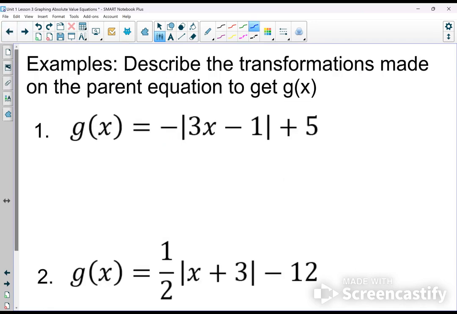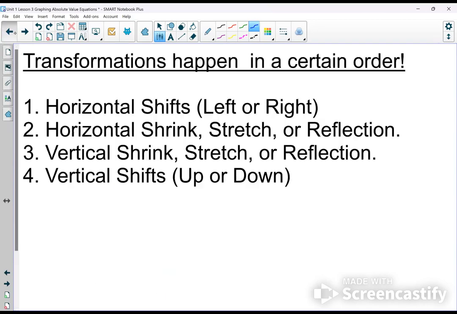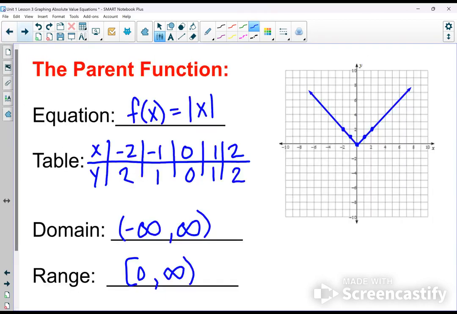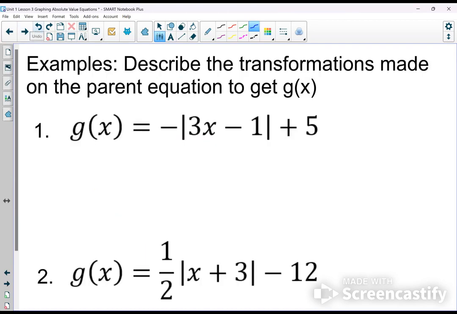When we describe transformations, we really want to make sure we're paying attention to these 4 steps here. Talking about anything horizontal first and then vertical. Otherwise, you're describing a different graph. So the first transformation I see is inside. We're subtracting 1. That would move us right 1 unit.